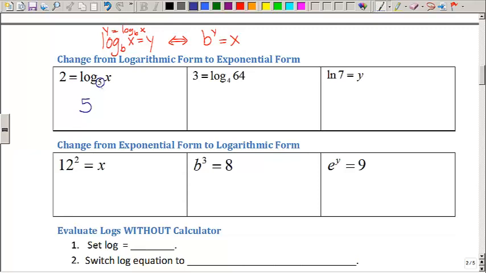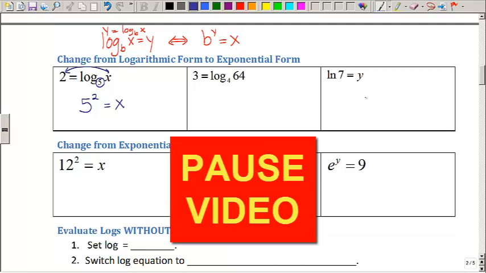5 to the some value equals some other value. But remember that the 2 and the x switch sides. So the 5 is not going to be next to the x now. The 5 is going to be next to the 2. The 2 is now going to be the exponent, equals x, and that's the argument. So rewritten in exponential form, we have 5 to the 2 equals x. You may want to pause the video right now and see if you can do the next two on your own.